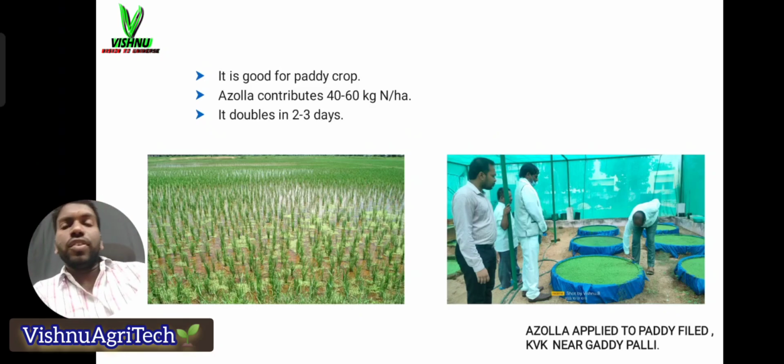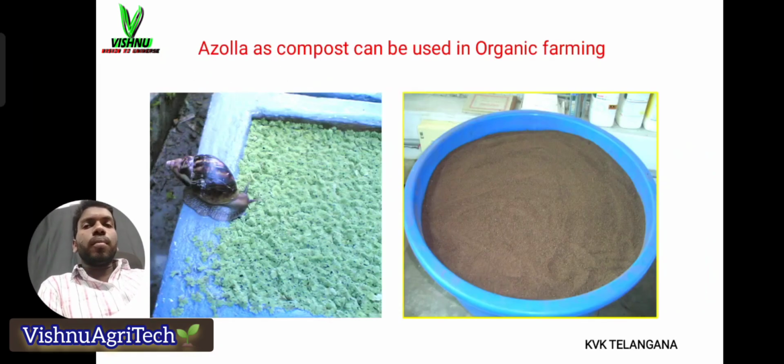The multiplication, the production is easy. Within days, the production is double. So that is the reason we will take it for paddy field. It is a better biofertilizer. And next one. So see here, azolla as a compost can be used in organic farming.